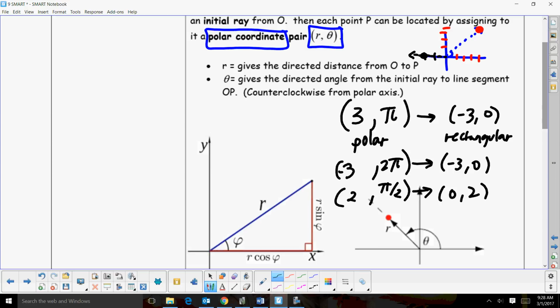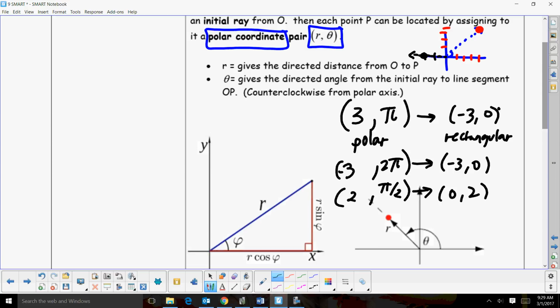So my question to you, are polar points unique? Like if I was at this spot right here, is there only one way to get to it? No. How many ways are there? Infinite. I could face pi and go out 2. I could face 3 pi and go out 2. I could face 5 pi and go out 2. Etc., right? Or I could face 0 and go back 2. I could face 2 pi and go back 2. So there's an infinite amount.